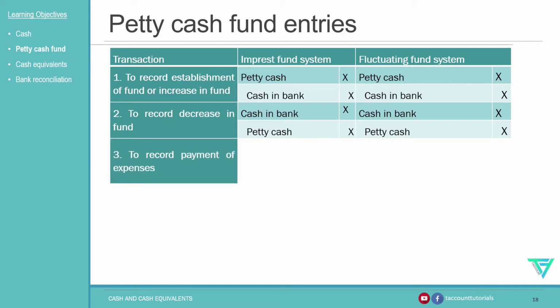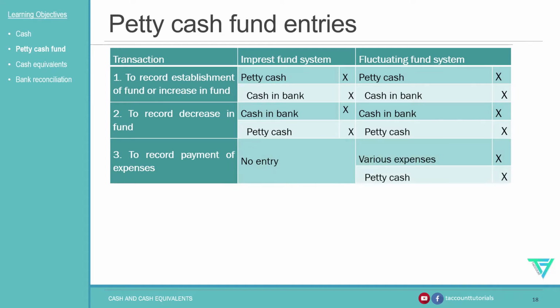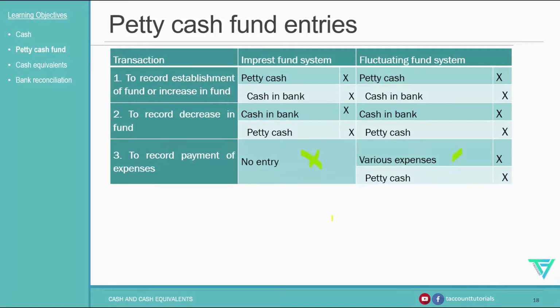Next is to record payment of expenses. For imprest fund system, there is no entry. While for fluctuating fund system, debit the expense accounts and credit petty cash. So for this transaction, there is a difference between the two in terms of recording. Under imprest fund system, there is no entry, and for fluctuating fund system, record the expense accounts.